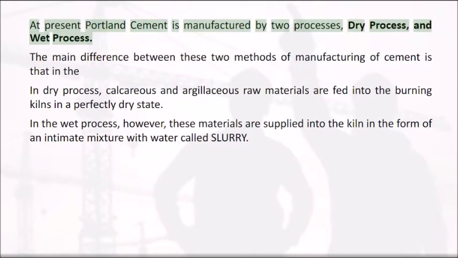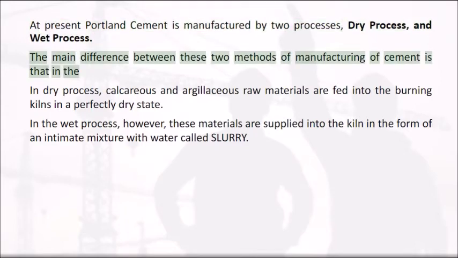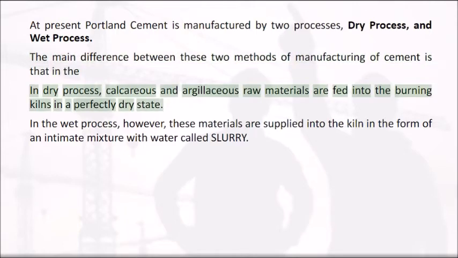At present, Portland cement is manufactured by two processes, the dry process and the wet process. The main difference between these two methods of manufacturing cement is that in the dry process, calcareous and argillaceous raw materials are fed into the burning kilns in a perfectly dry state.